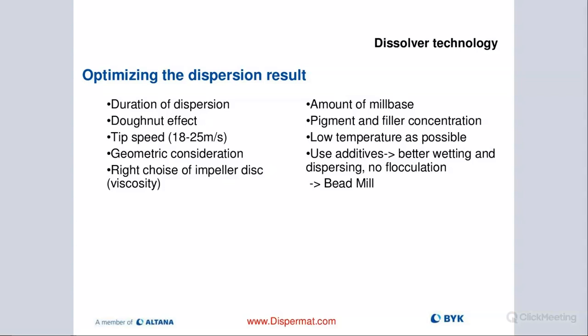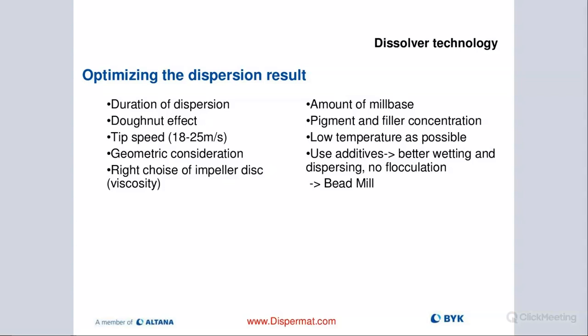If we don't have enough mill base, then it's difficult to oscillate. Sometimes when I put the blade at the perfect height inside of our container, and if we don't have enough mill base, it's difficult sometimes to find the exact sweet spot. So 50% is really ideal. Formulation, of course, pigment filler concentration.